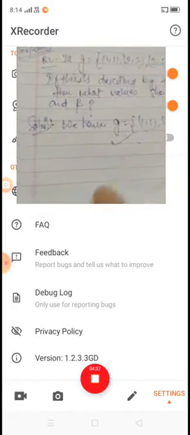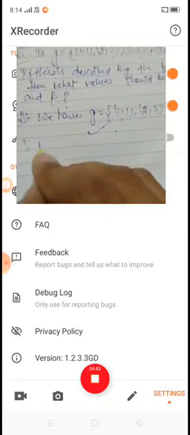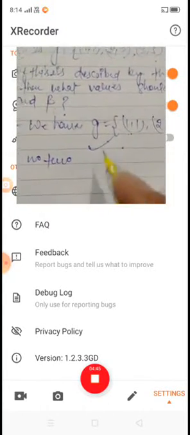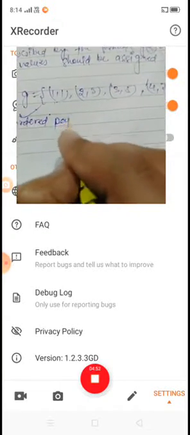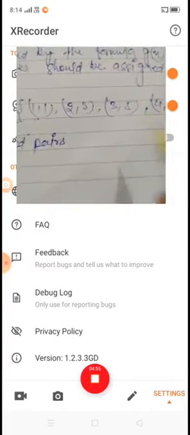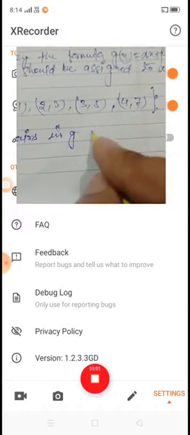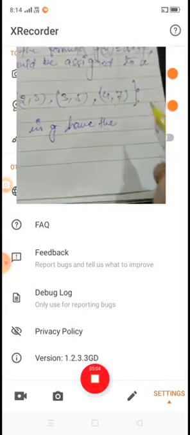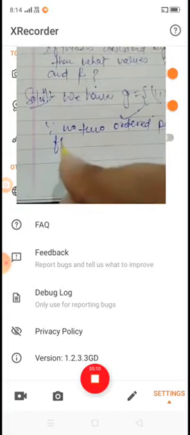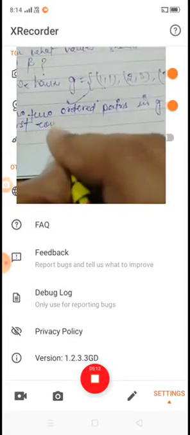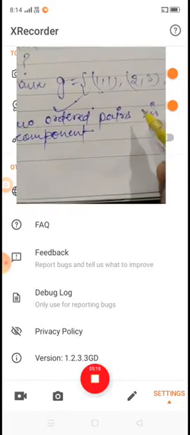Okay, here we write the reason behind that: since no two ordered pairs in g have the same first component.